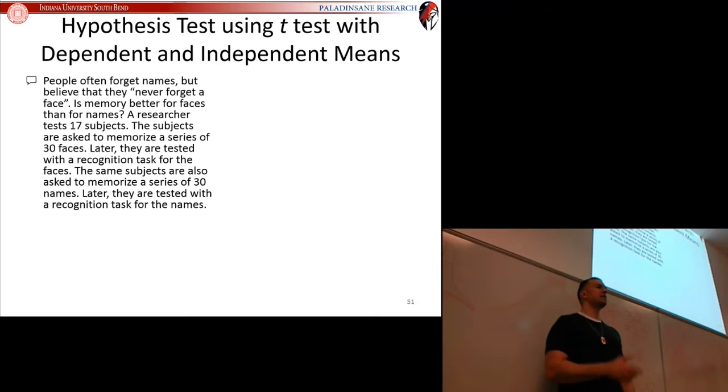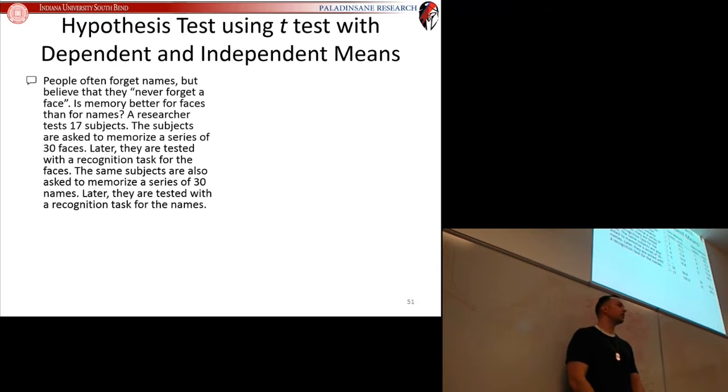A researcher tests 17 subjects. The subjects are asked to memorize a series of 30 faces. Later, they are tested with a recognition task for the faces. The same subjects are also asked to memorize a series of 30 names. Later, they are tested with a recognition task for the names. So now we have 17 subjects measured once for faces, measured a second time for names. They are one sample measured twice. That is a dependent means t-test.